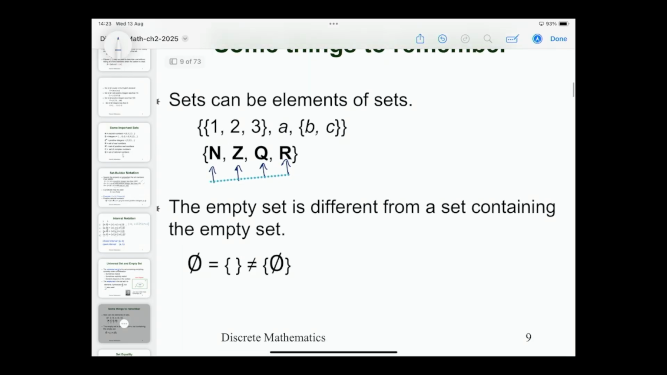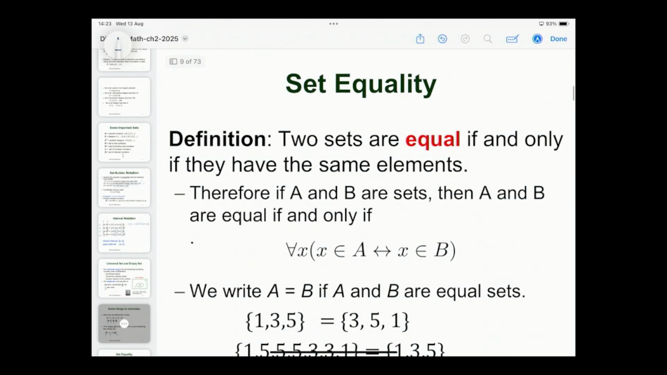And we know that this is an empty set. We can write it this way or the other way, but the next one here is different. It's a set of an empty set again.